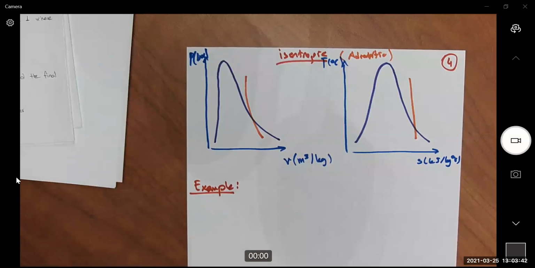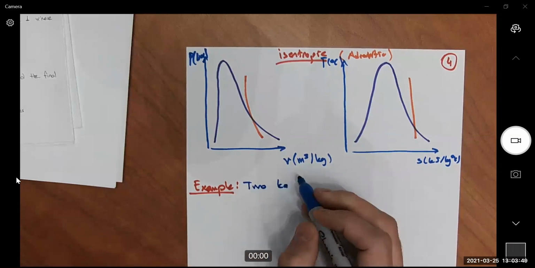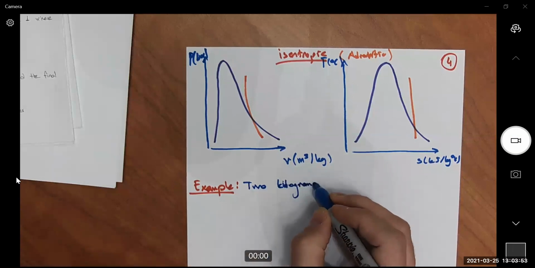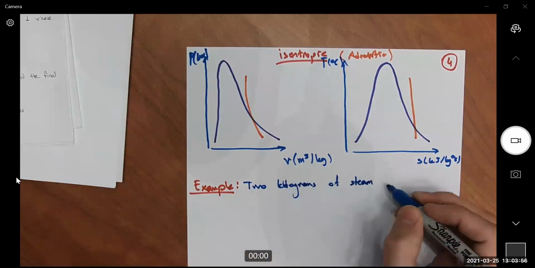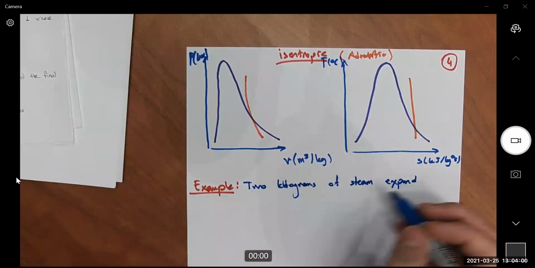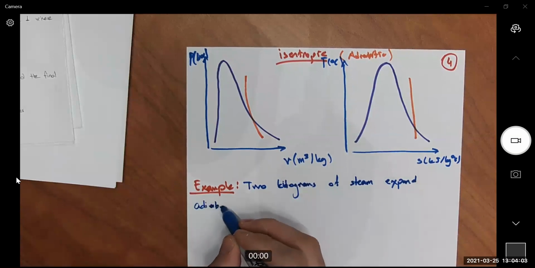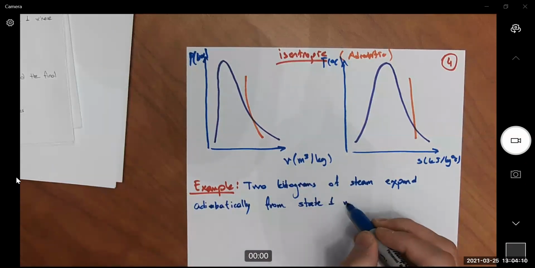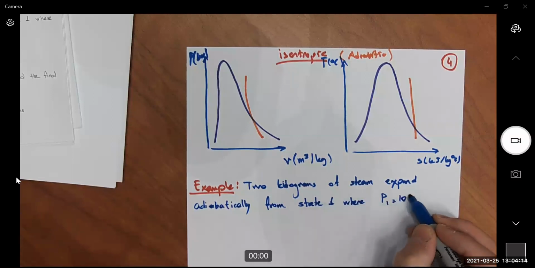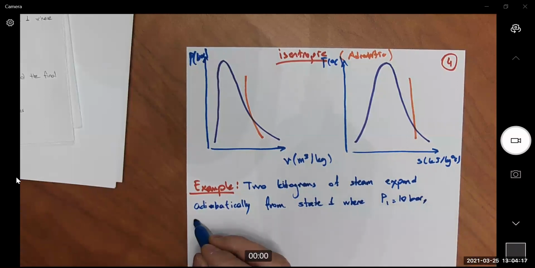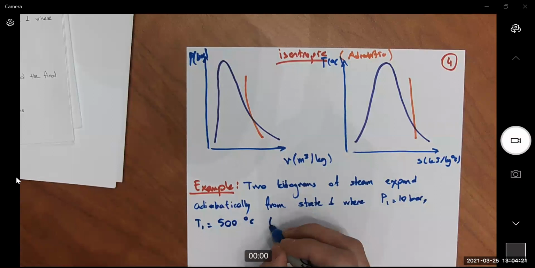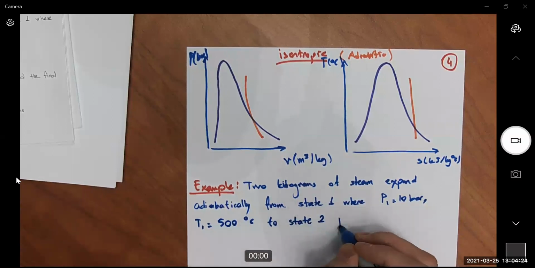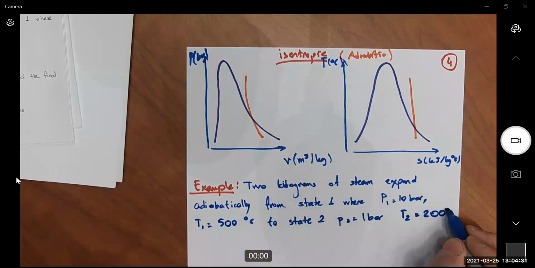Example. Two kilograms of steam expand adiabatically from state 1, where pressure is 10 bar, temperature 500 Celsius, to state 2, where pressure is 1 bar and temperature 200 Celsius.